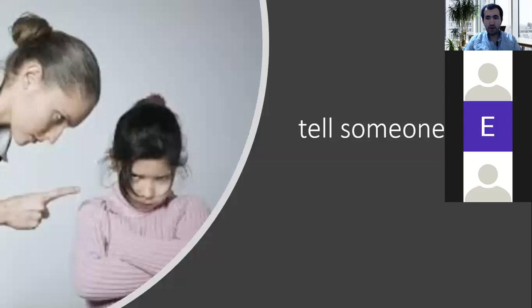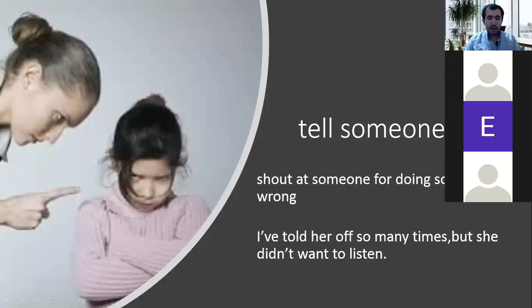Tell someone off. It happens a lot between parents and their children. Shout at someone for doing something wrong. Like saying, I told you not to do that again. I have told her off so many times, but she didn't listen to me, or she didn't want to listen.